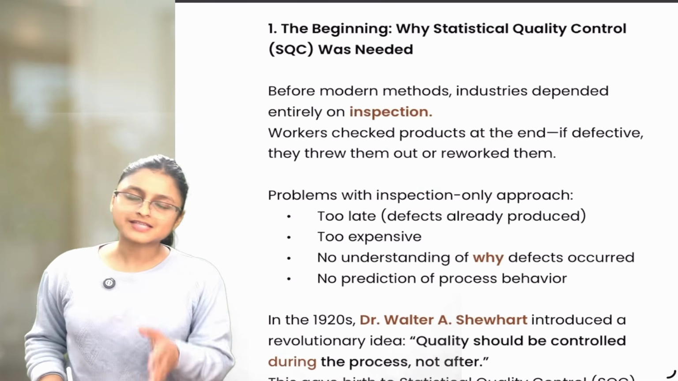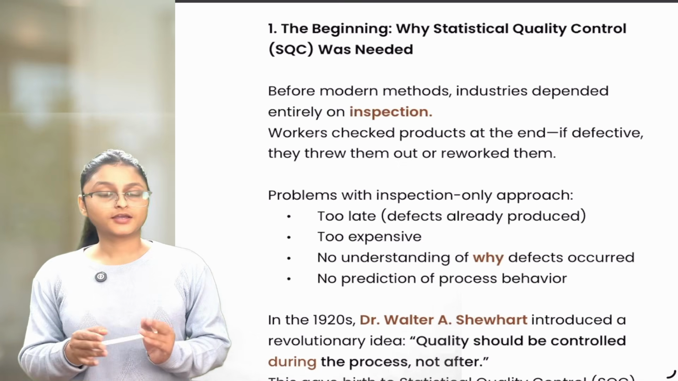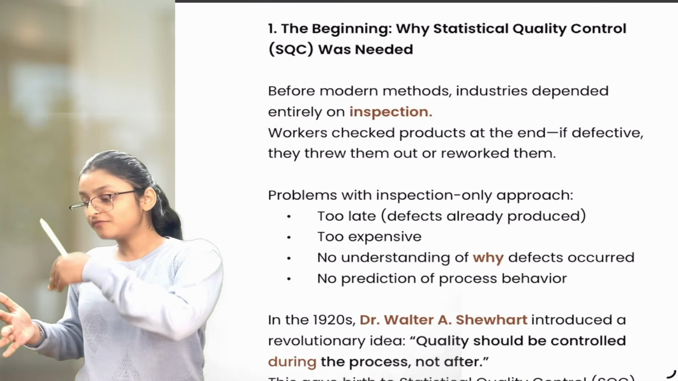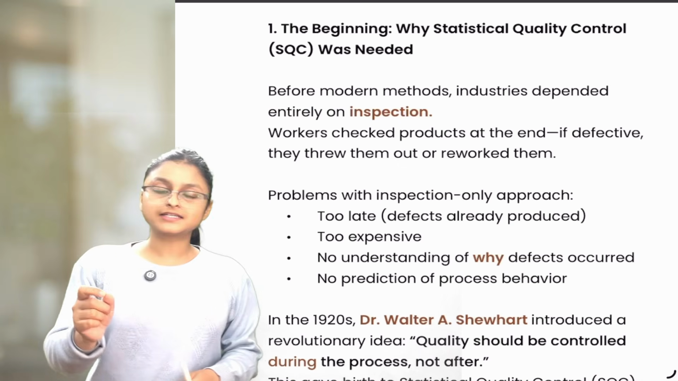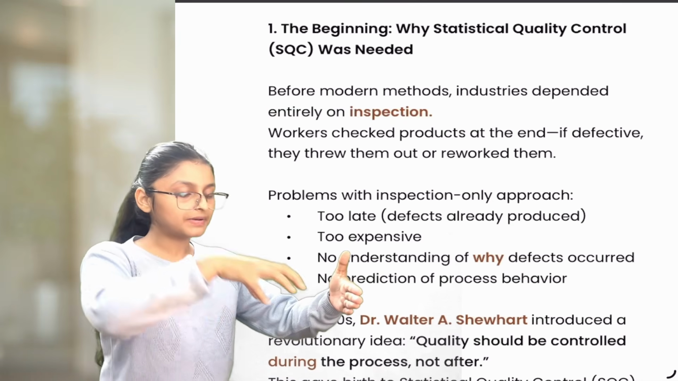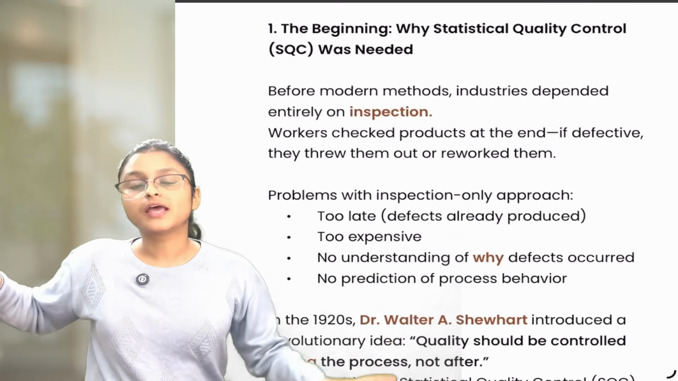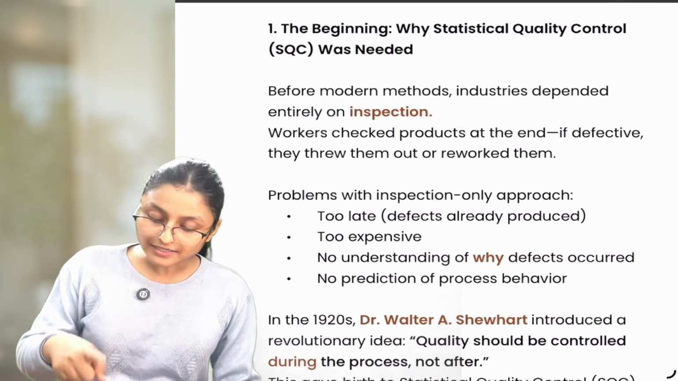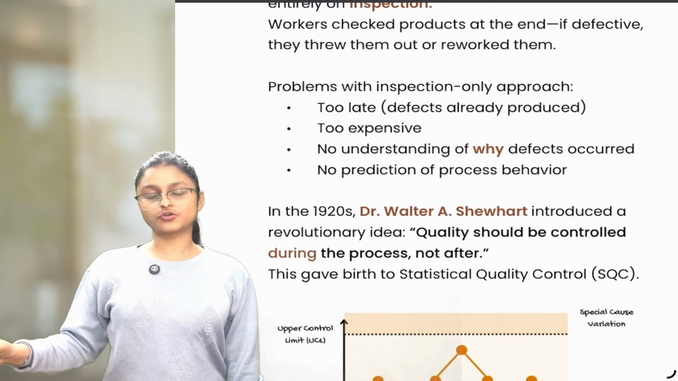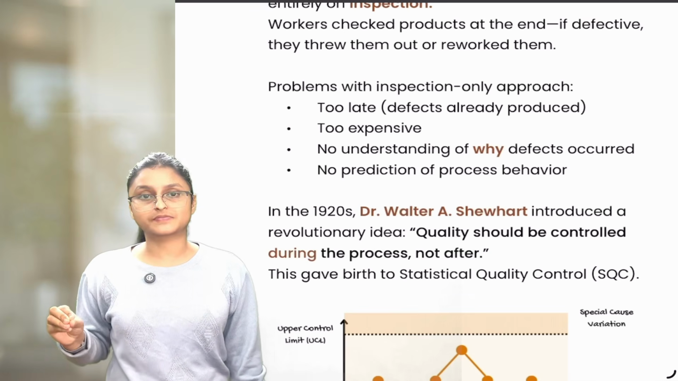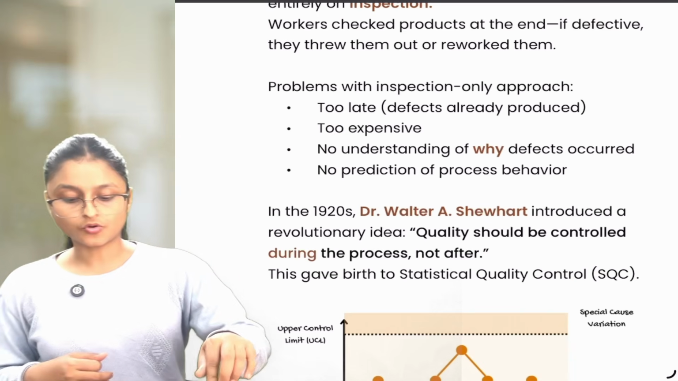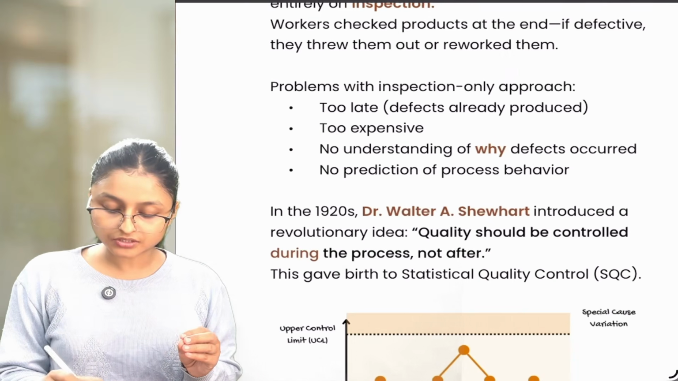And that is why statistical quality control was needed. Why? Because inspection focuses only on finding out defective products at the end, when the final product has been produced. But statistical quality control says that if you want to control your quality, you need to apply that quality control in the process itself and not after completion. That is why statistical quality control was introduced, because the inspection-only approach was very expensive for the organization. The product has already been produced and now it is treated as a defective product. So quality should be controlled during the process, not after.